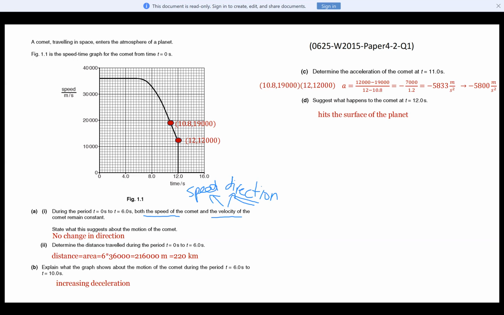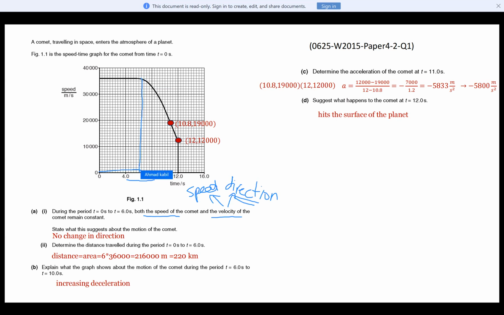In part two, we are required to find the distance traveled in the period t equals 0 to t equals 6. So where is t equals 6 on the graph? 6 will be halfway between 4 and 8. So let's count the boxes between 4 and 8. 1, 2, 3, 4, 5, 6, 7, 8, 9, 10. So we have 10 boxes and we want 6, which is halfway in between. So we count 5 boxes and we draw a vertical line up.